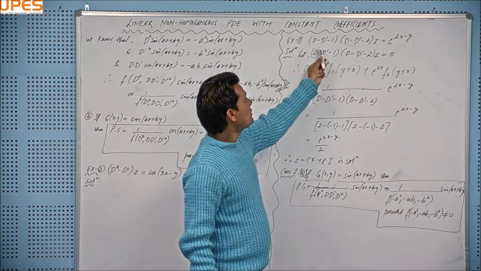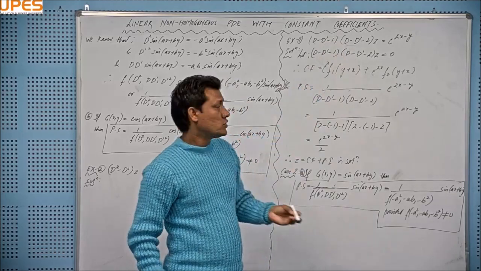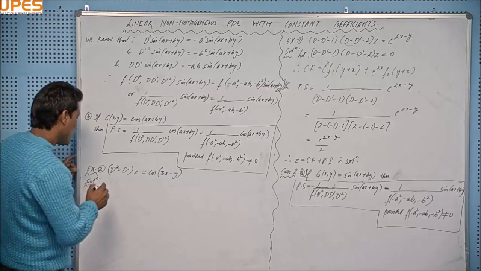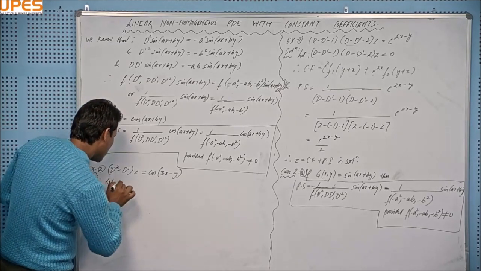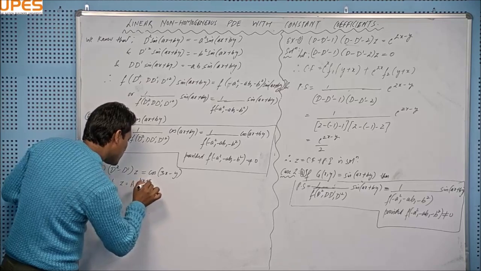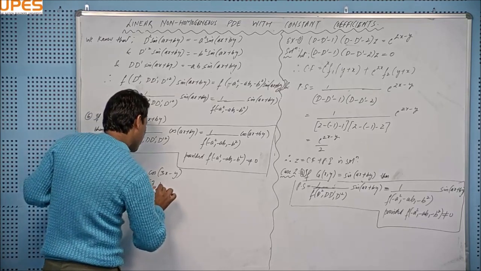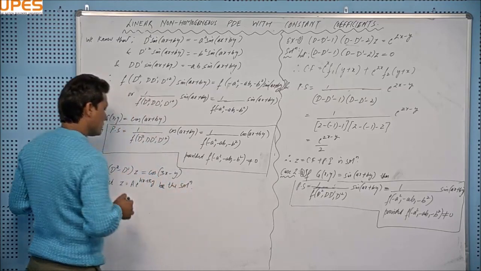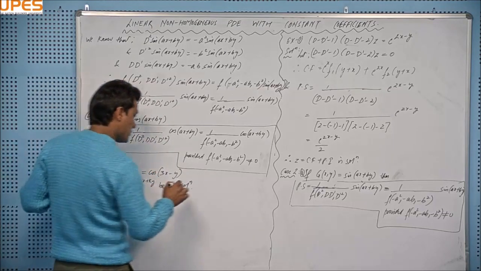If I have some power here, D square, D dash square to the power something, then that is not linear, right? Then I have to approach it like this: z is equal to capital A e to the power hx plus ky be the solution of what?